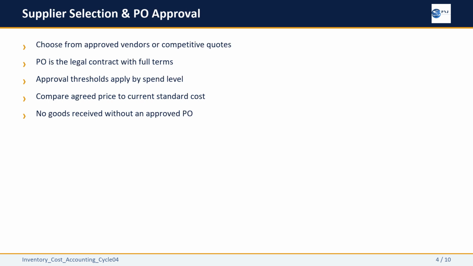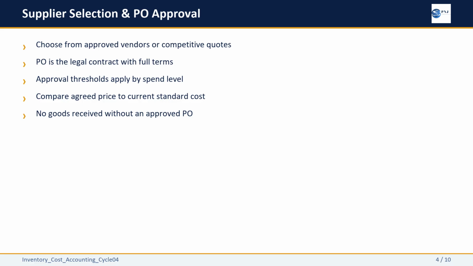With the need approved, procurement selects a supplier, either from an approved vendor list or through competitive quotes. The purchase order, or PO, is the legal contract, and it must specify the supplier, item, quantity, agreed unit price, currency, payment terms, Incoterms, and required delivery date. Approval thresholds apply by spend level, so larger commitments get more scrutiny.